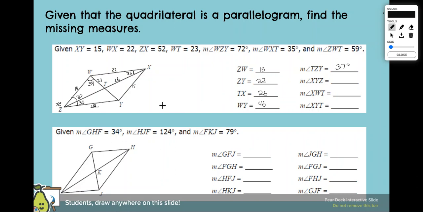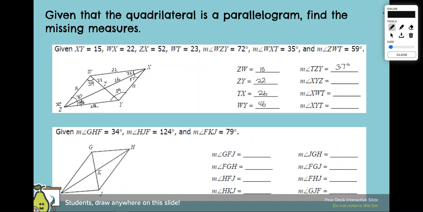Then XYZ. So we're trying to find this entire angle measure. So we know this is 37, and we're trying to find this entire angle measure. We know that this is 59 degrees. So now we have a couple of options. We can find the interior measure here and work our way around, or we can work with the fact that all the angles add up to 360. I think we'll use the interior measure.